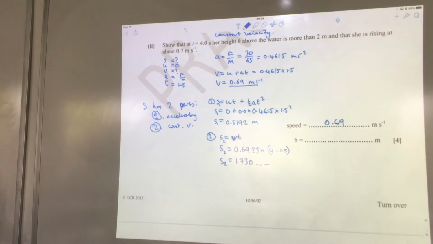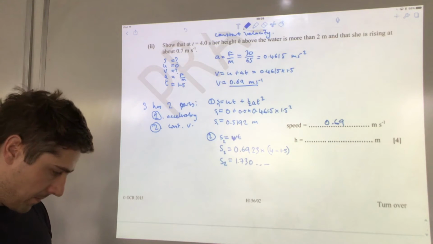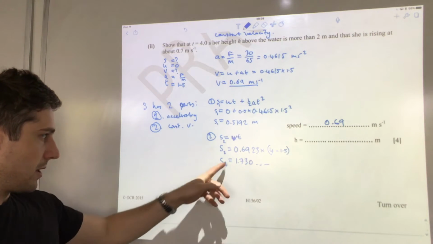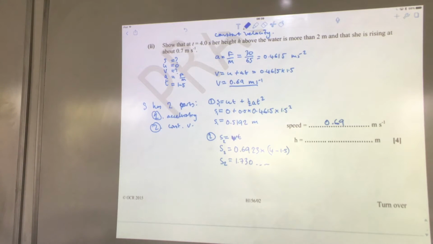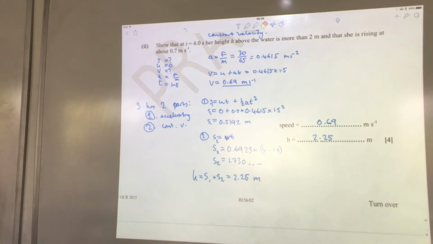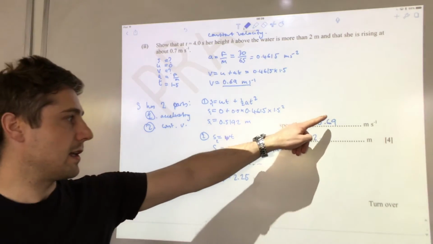Let's add these two values here. 0.5192. You can see that it's going to be over 2 meters. H is equal to S1 plus S2. That is 2.25 meters. Shall I leave it as 2.25, or 2.3? Actually, I will make that 2.3 so that I've been consistent with my significant figures there.